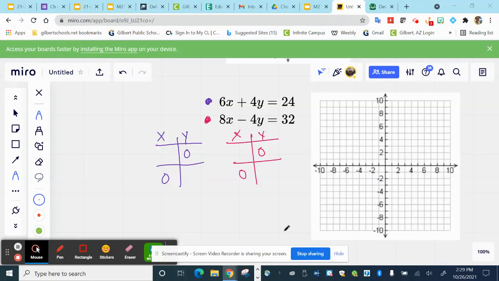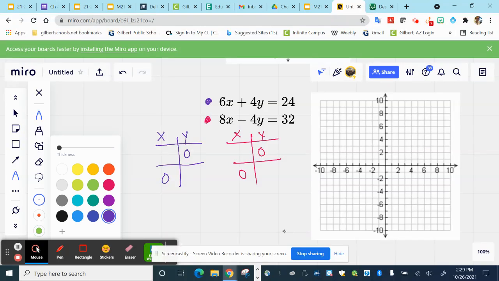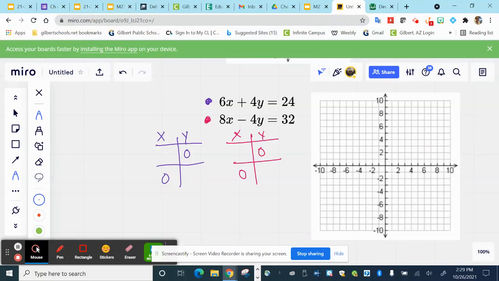Now, I want to put a little caveat on this and say this really isn't the best method to solve if the x or y intercepts are not whole numbers. But let's go ahead with the first one. These ones end up being whole numbers, so we'll be okay.